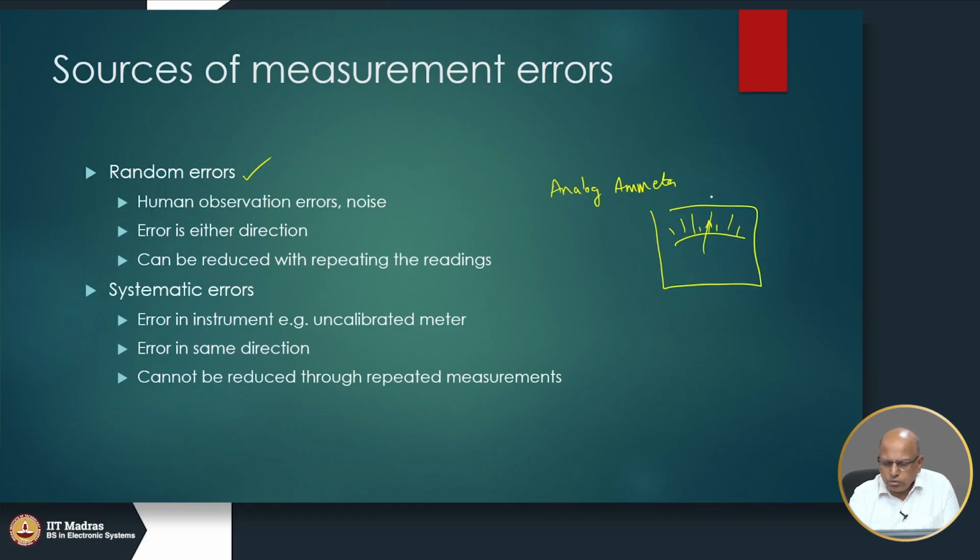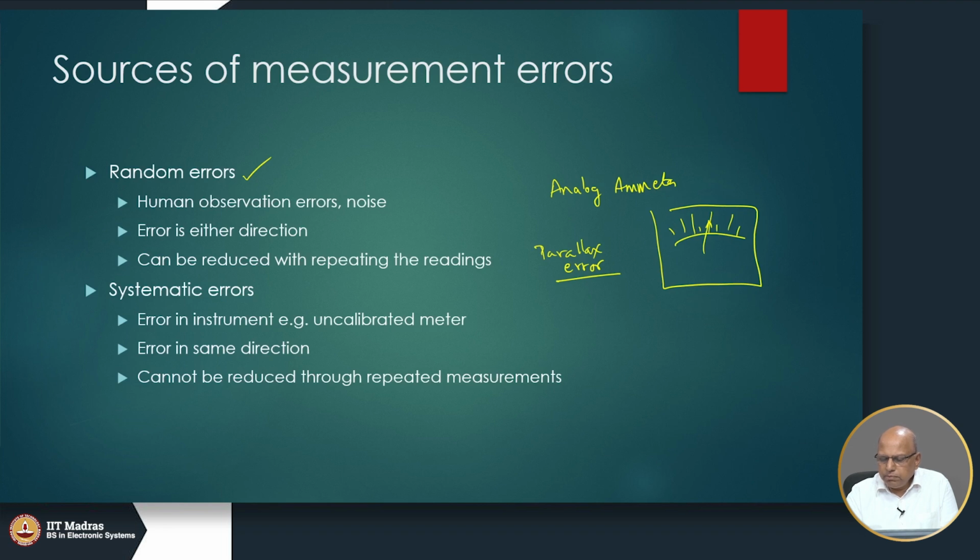So, when you read it out, you may make a mistake. Human parallax error could be there. It depends on which angle you are looking at this needle. So, parallax error etc. can lead to such wrong readings, and they are called random errors because the error can be in either direction.